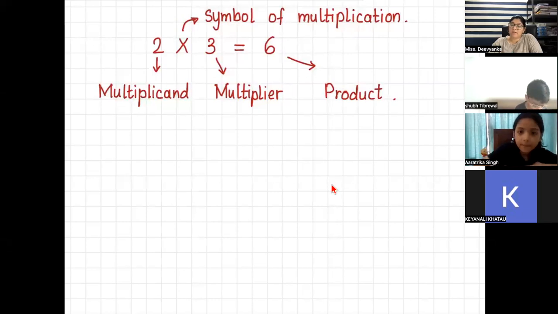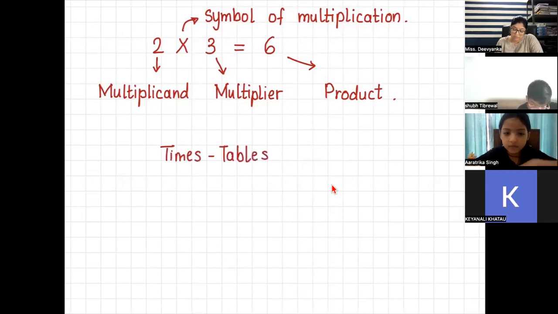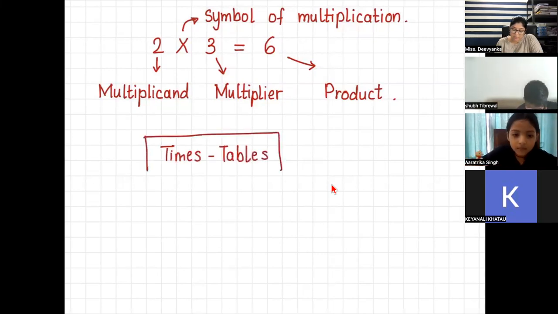See, for multiplication and division, you need to know your times tables. How many of you have started learning them? These are very important.